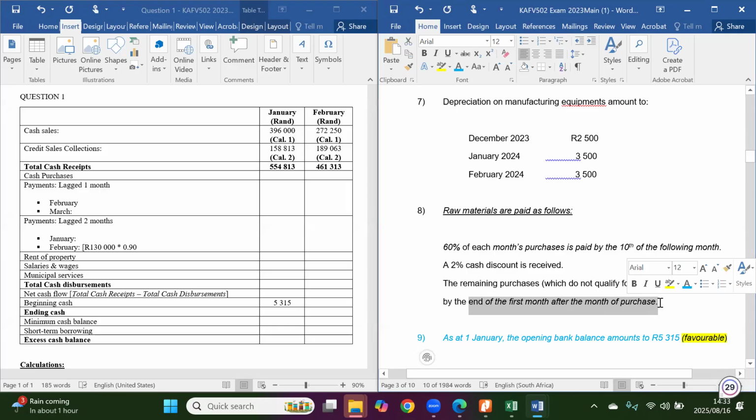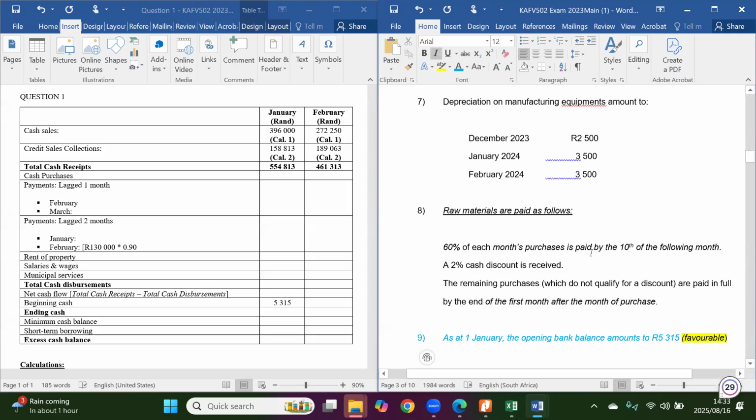of purchase. Meaning to say, if I'm looking at January, that other 40% which does not qualify for a discount, when is it paid? It is paid in February. That's what it means. And also, of course, that 60% which is paid on the 10th of the following month.